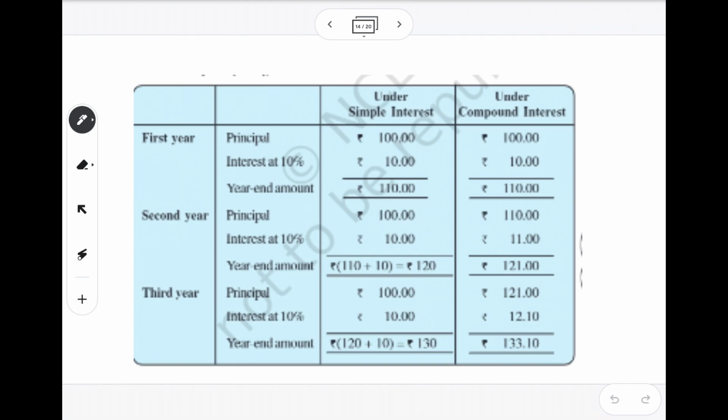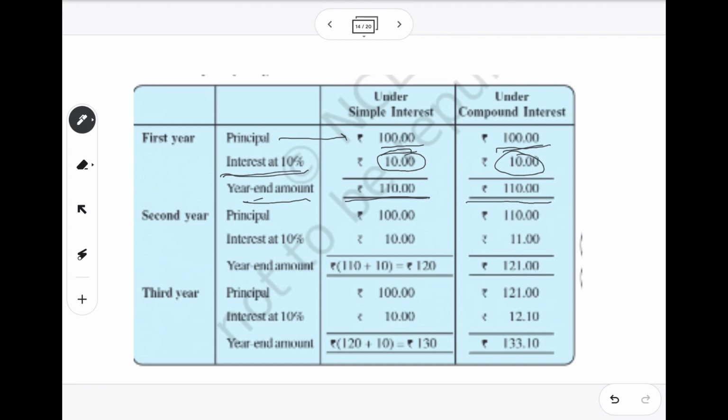Now let's see the comparison between the simple interest and compound interest by taking an example. For the first year, the principal remains same for both. Under simple interest it is 100, and under compound interest it is 100. And rate of interest is 10%. So interest on 100 rupees would be 10. So year end amount would be 110, and the amount for simple and compound interest would be same, 110. But in the second year there would be changes.